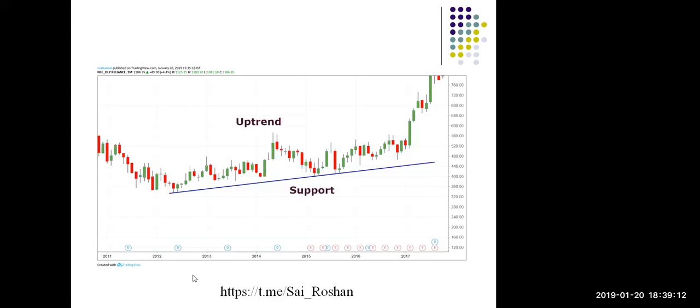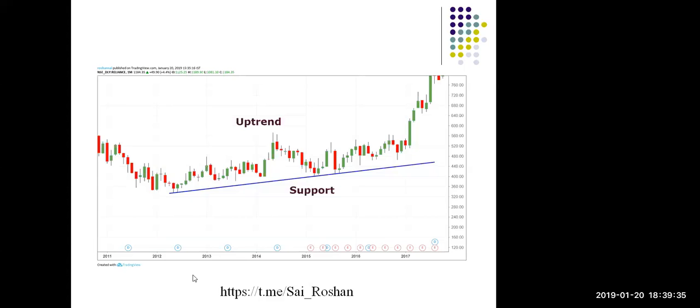Here it is 360 or something. It's going up, going up, going up. It's continuously on upward movement, and whenever it comes down, it always takes support at this trend line. Please see that. 1, 2, 3, 4, 5. 5 times it tried to break the support, but it couldn't. It's a very strong support.